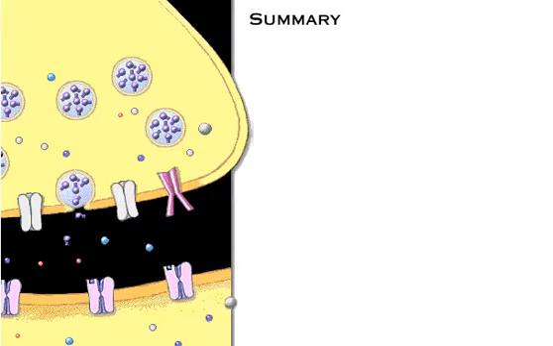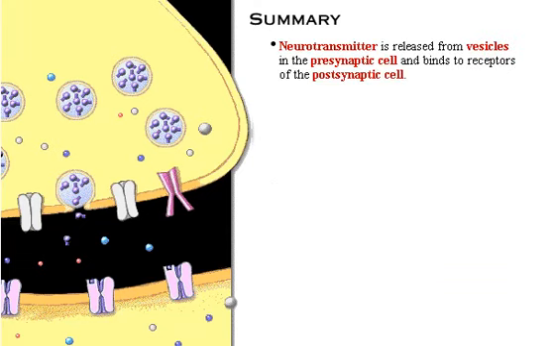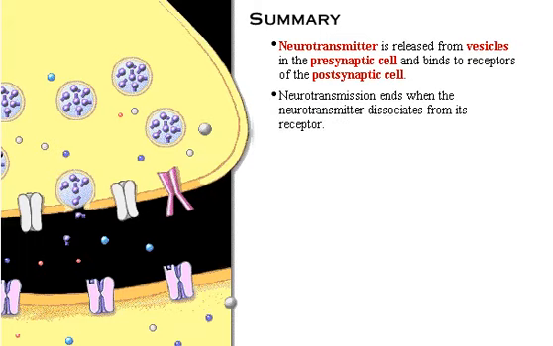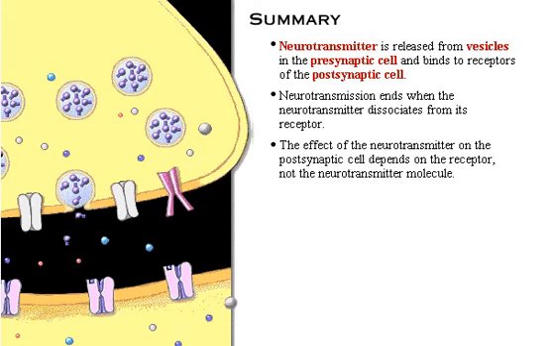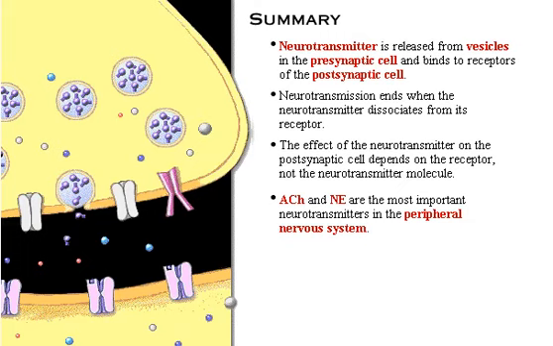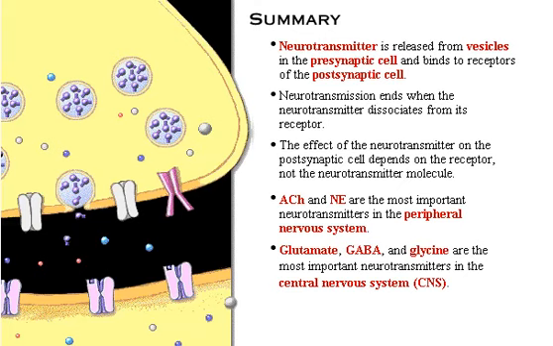Here's a summary of what we've covered. Neurotransmitter is released from vesicles in the presynaptic cell and binds to receptors of the postsynaptic cell. Neurotransmission ends when the neurotransmitter dissociates from its receptor. The effect of the neurotransmitter on the postsynaptic cell depends on the receptor, not the neurotransmitter molecule. Acetylcholine and norepinephrine are the most important neurotransmitters in the peripheral nervous system. Glutamate, GABA, and glycine are the most important neurotransmitters in the central nervous system. Fast and slow synaptic activities serve different functions.